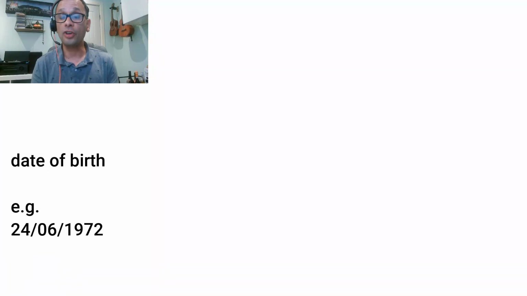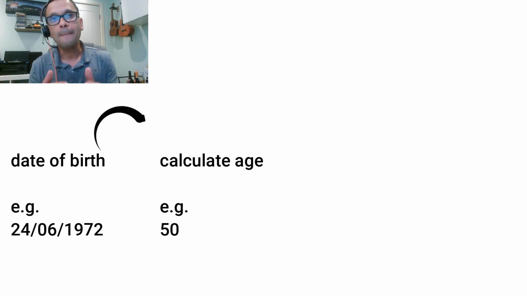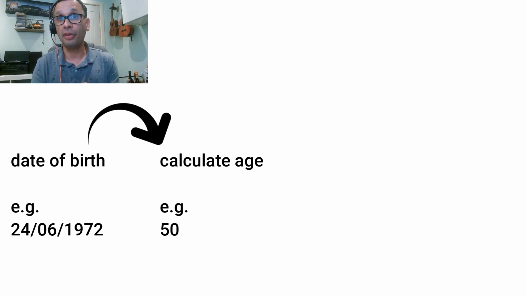Okay, so I'll give you the solution. It goes like this. First, you need to work out their current age. So for me, as I record this, my birthday is in a couple of days. So currently I'm 50 years old. Yeah, I know, I don't look it. So I can work out my age from my date of birth. It's the number of full years between my date of birth and today, 50.